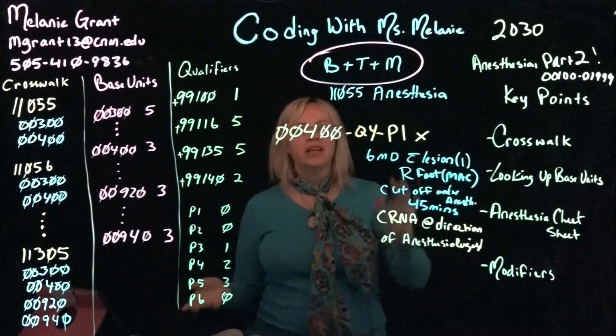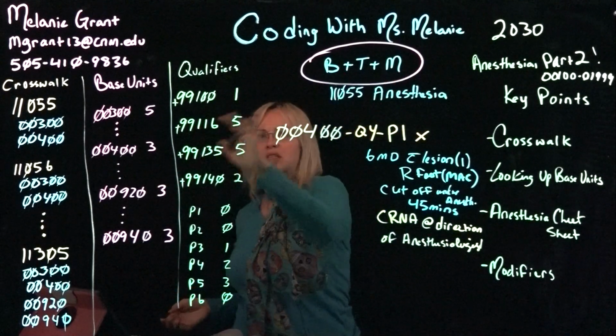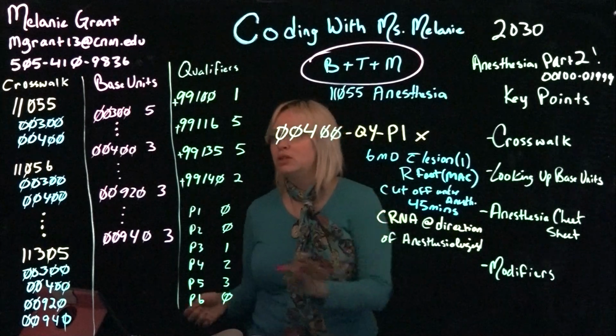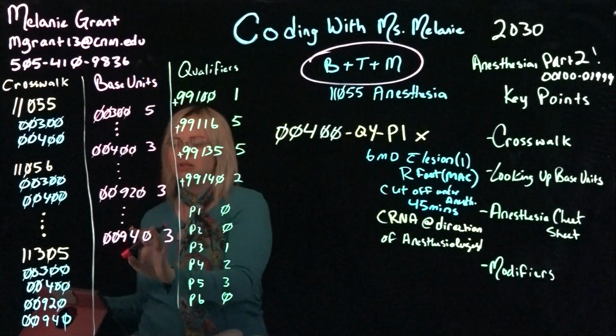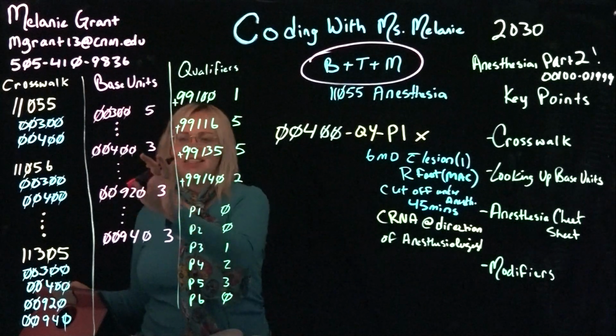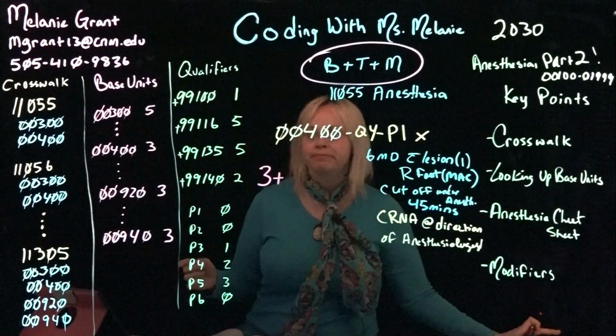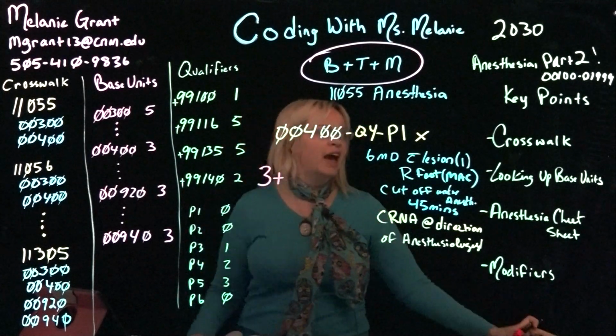So the first thing I do when I'm looking at the M is I determine what my base units are for code 00400. I go to my base unit reference, which is in an Excel sheet, and I see that it's 3. So I'm going to say 3 base units plus. Then I'm going to look at the time.